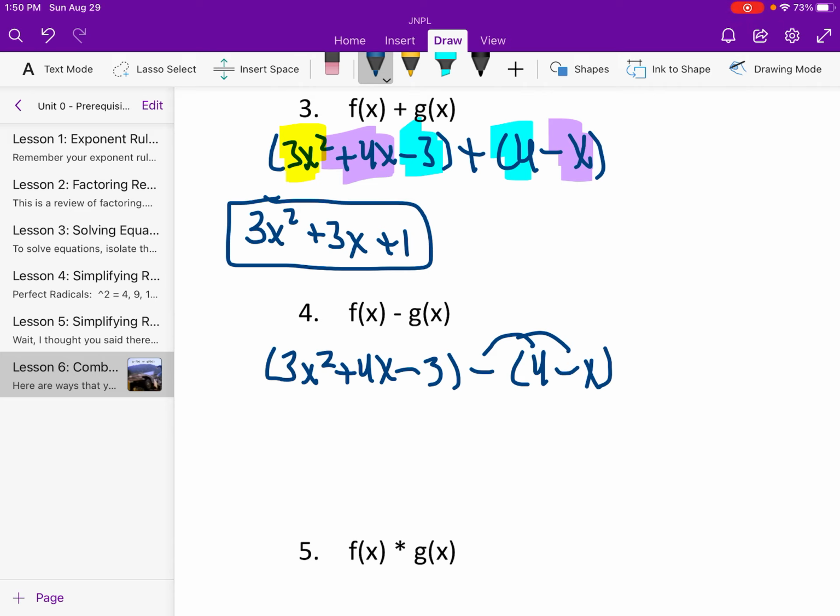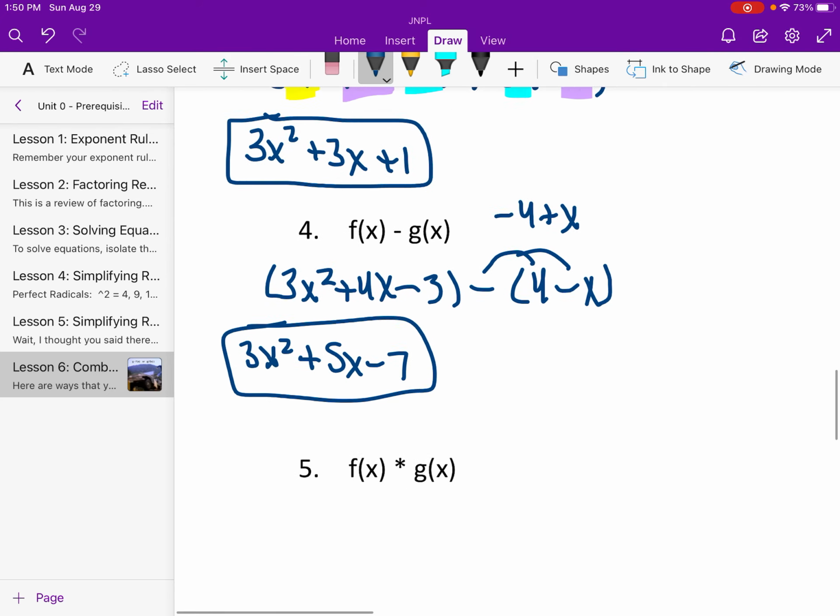So, once again, we combine like terms. I'll go ahead and just say that we know that this is going to be this. It changes to that when you distribute the negative. So, we still have the 3x squared. We have a plus x now, so that would be 5x. And then minus 3 minus 4, negative 7. That's your answer for that one.